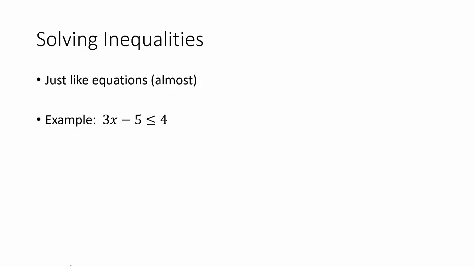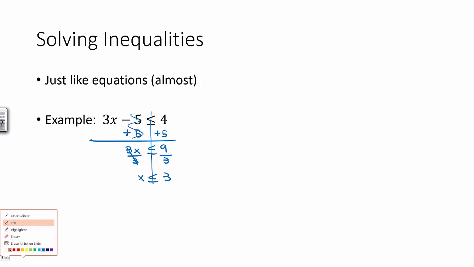3x minus 5 is less than or equal to 4. Just like we always used to balance on the equal sign, we can balance on the inequality sign. So we get rid of the minus 5 first, adding and subtracting first, by adding 5 to both sides. That gets rid of the 5s. So 3x is less than or equal to 9. Dividing both sides by 3 to get the x alone, and x is less than or equal to 3.